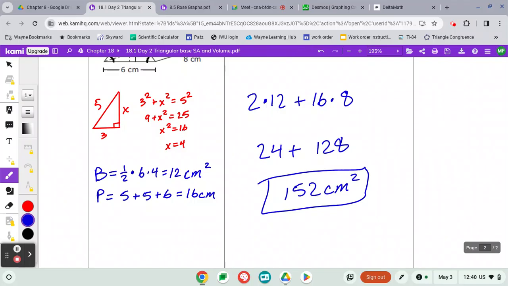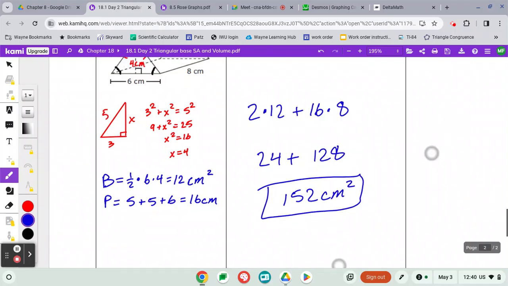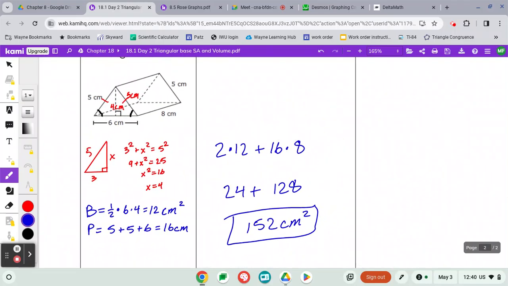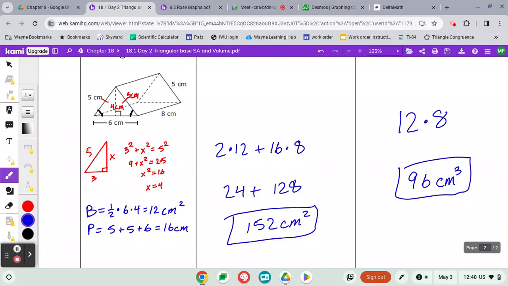All right, we're almost done. The last part of today. The volume. What do I need to multiply to get my volume? Okay, and what is our area of our base? 12. And what is our height of our prism? All right. So you get 96. And my label? Cubed. Good. Good, Isaiah. Don't forget to cube it.